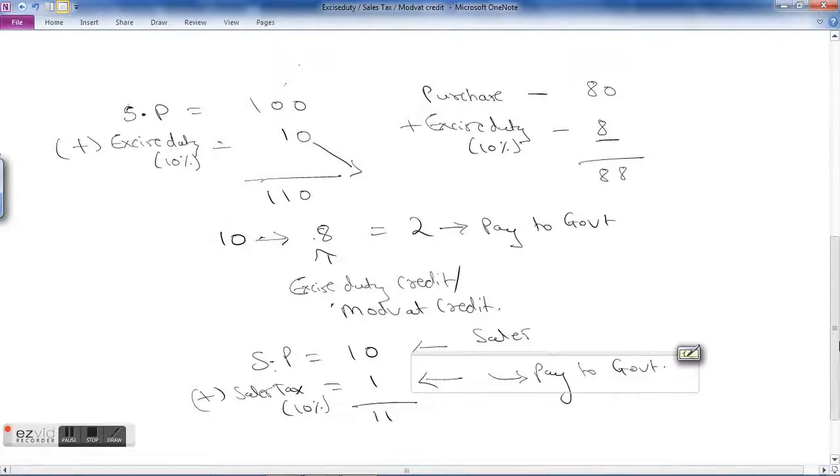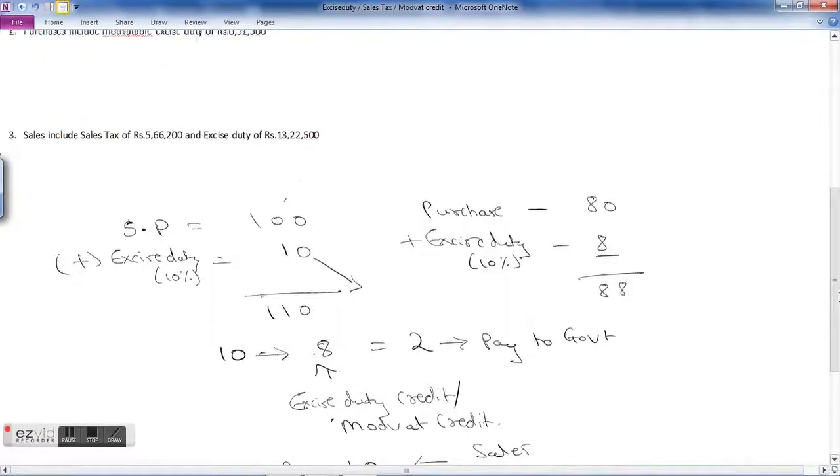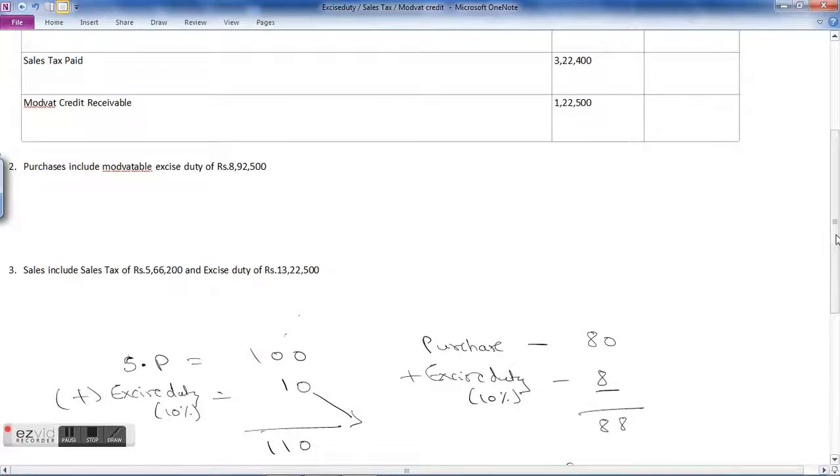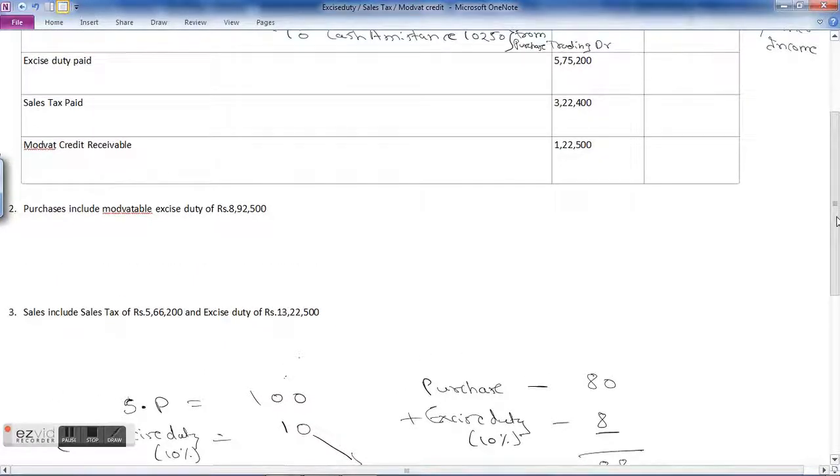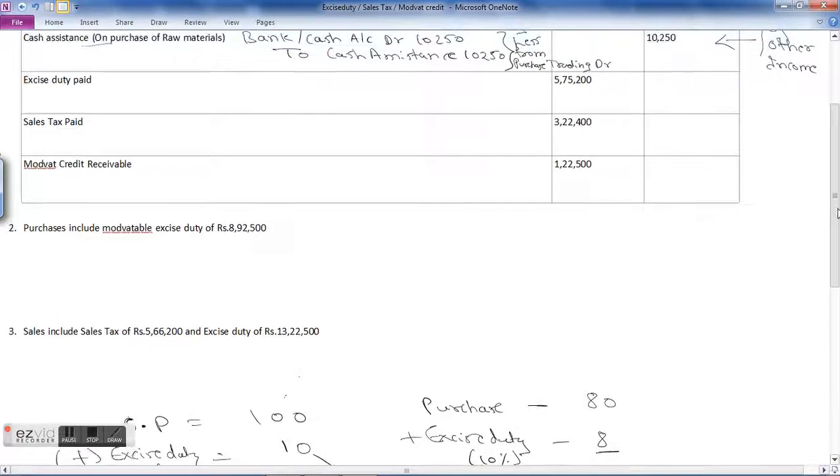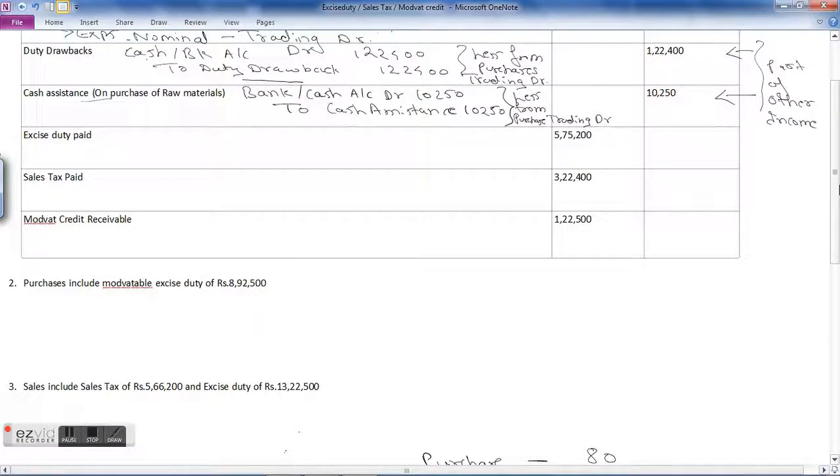Now we'll see the adjustments which are given here. First, excise duty has been paid. So the entry that must have been passed here is excise duty paid to bank account. Now we won't see the effect of this entry, we'll see the cumulative effect of the entry.